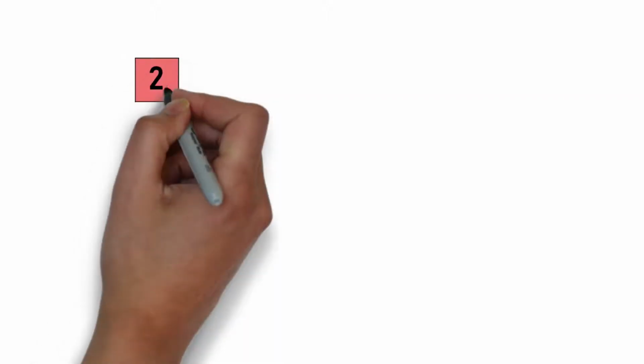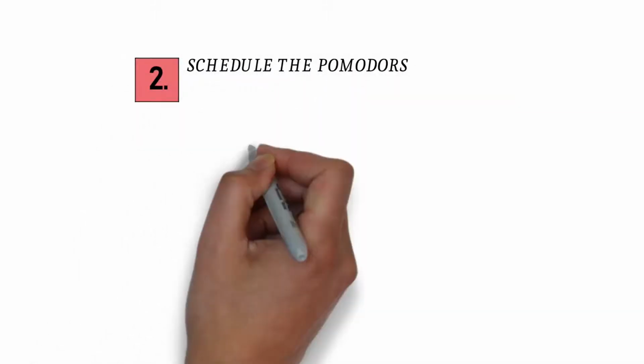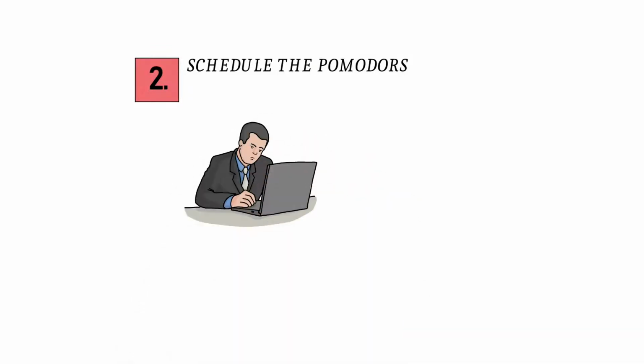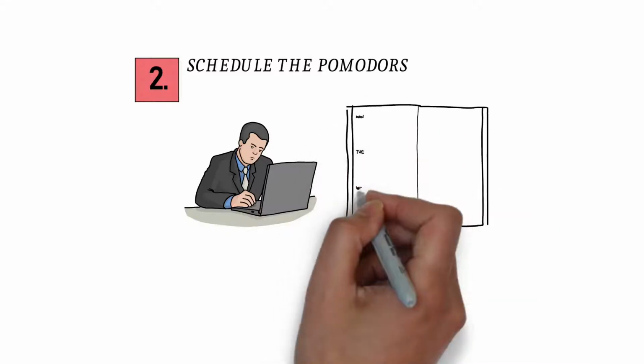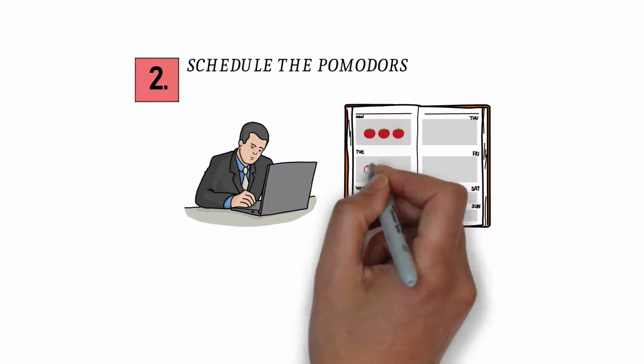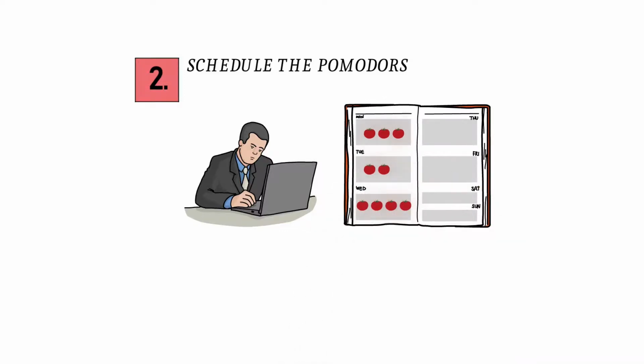Step 2. Schedule the Pomodoros. Now that you know how many Pomodoros you need, you have to schedule them across your day, taking into consideration your other commitments, your pre-scheduled meetings, lunch breaks, etc. If you are an early bird, you can fit in a few before the workday starts. Whatever works for you, but you have to schedule these Pomodoros.